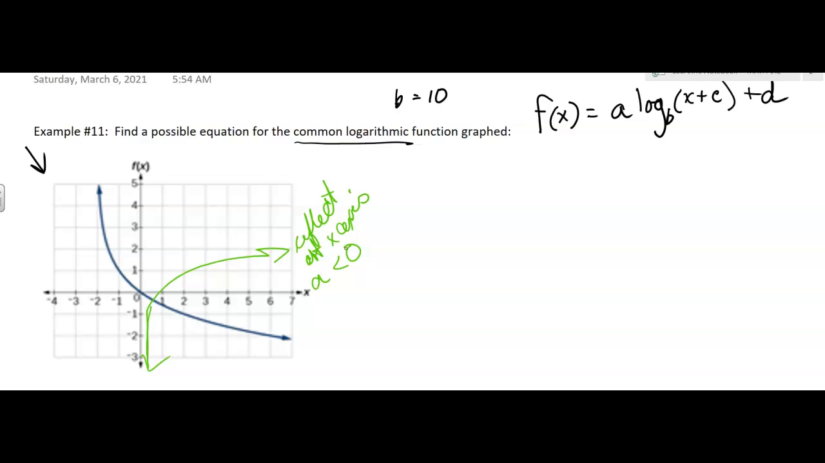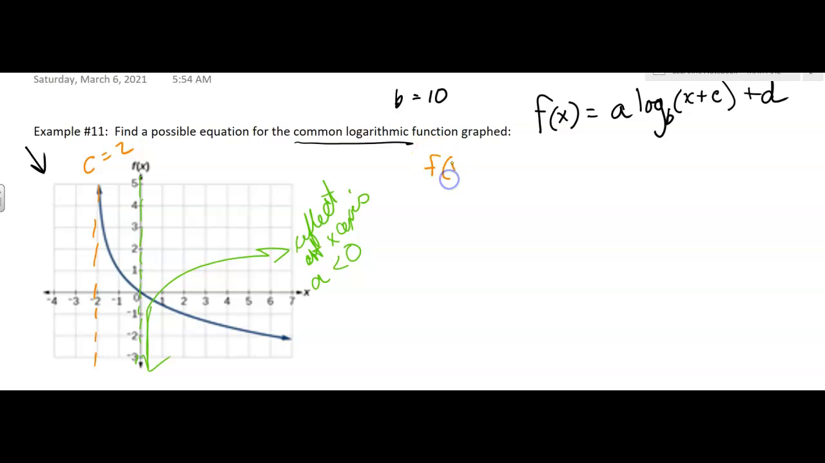The other piece of information we have that's really important for us is that normally the asymptote is right here at x equals 0, but you can see where the asymptote is. The asymptote's over here. So c must be 2 because it's shifting 2 units to the left. Okay, now we're starting to get somewhere then.